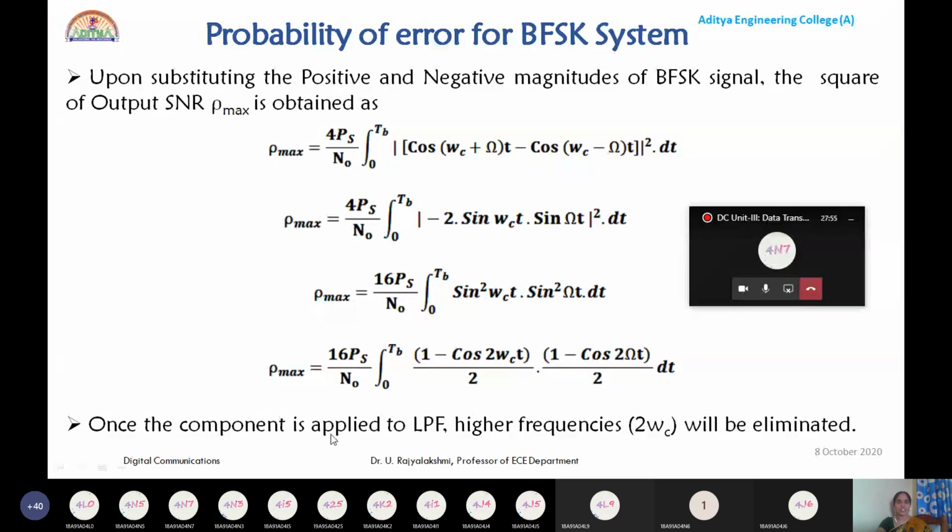So once the component is applied to the low pass filter, the higher frequency components will be eliminated. So cos 2 omega CT will be eliminated, and you will get only the DC component, that is 1 by 2. And one more thing: 1 minus cos 2 delta omega T by 2, this factor will be allowed by the low pass filter, since delta omega is a change in the frequency, which is a very low value compared to the carrier frequency. So that's why you can eliminate this factor, cos 2 omega CT.